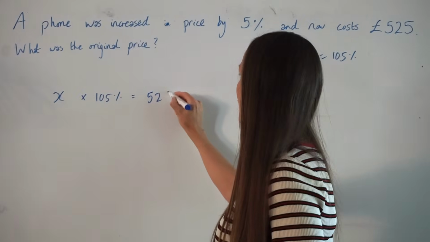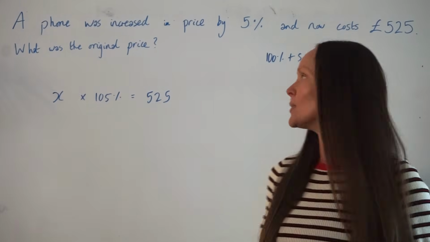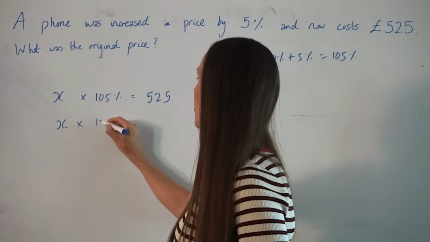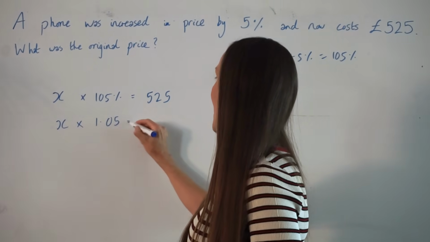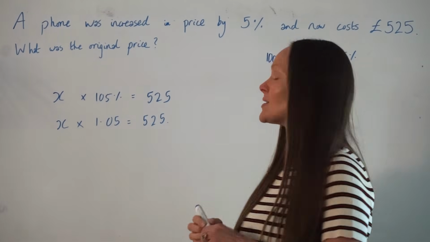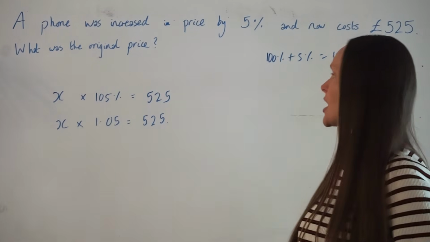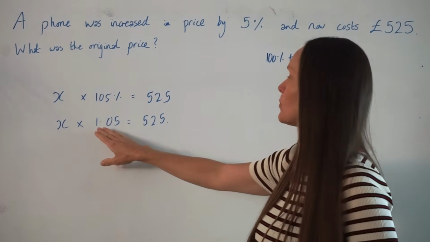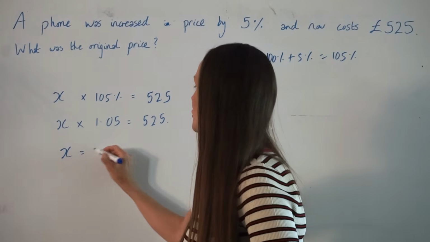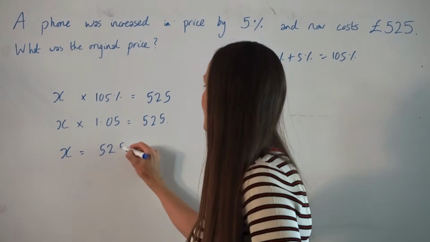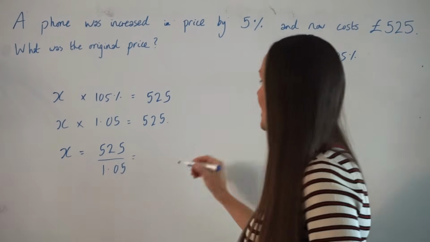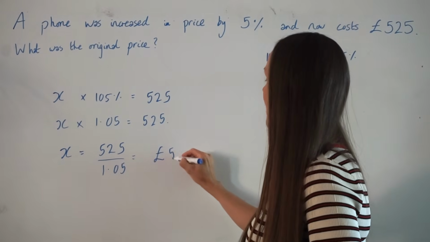£525. Okay, so again, I'm just going to rewrite the percentage as a decimal. So X is multiplied by 1.05, and this is equal to 525. So if we're solving to find X, this time we have to divide both sides by 1.05. So X is equal to 525 divided by 1.05, which equals £500.